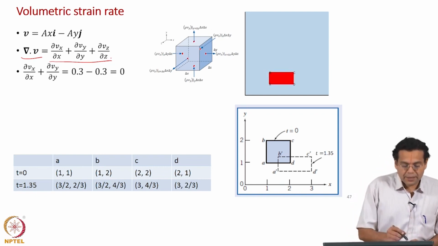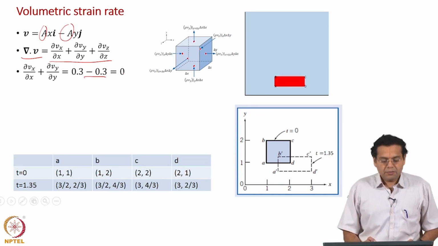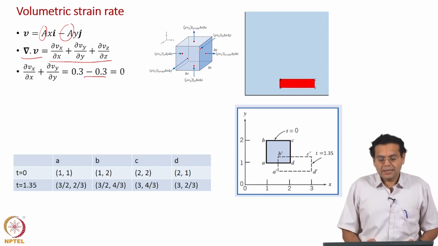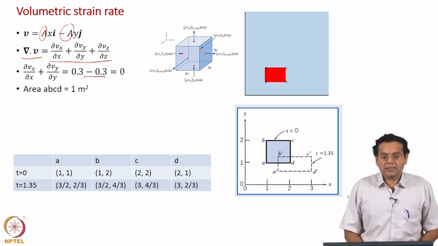Dou Vx by dou x is A, which is 0.3, dou Vy by dou y is minus A, which is minus 0.3, giving 0. What does it tell you? There is no change in volume. The fractional rate of change of volume is 0. The volume of the element does not change with respect to time. In the present case it is not volume, it is area, because we are considering 2D.